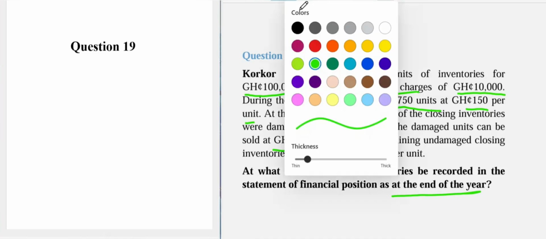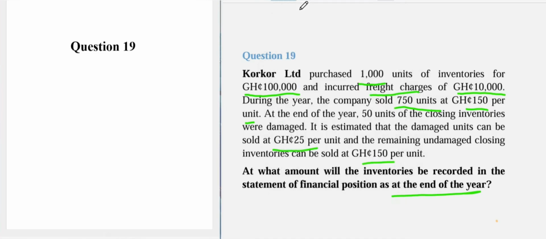Very, very simple question. We just have to note what will go into the computation of cost, right? We're told that they purchased the inventories for 100,000 cedis. Freight, 10,000 cedis. And you know freight charges or transport, the standard says it should be included in the cost of the inventory, right? So we just have to include the cost in the books and then we value it. That is it. Let's continue, as simple as that.